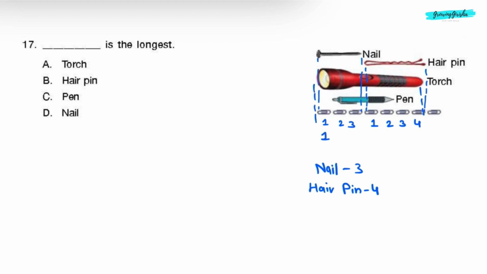It has 1, 2, 3, 4, 5, 6, 7. Torch is 7 pins long. And pen. Pen is 1, 2, 3, 4. 4 pins long. So, among these, we can say torch has the highest number of pins, means it is the longest. So, option A will be the correct answer.